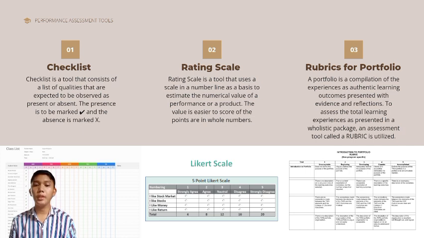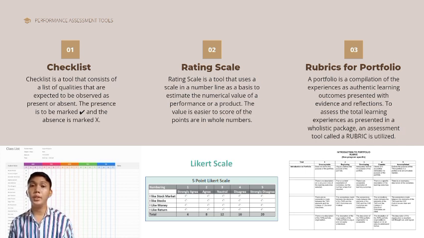Next is the rating scale. It is a tool that uses a scale in a number line as a basis to estimate the numerical value of a performance or a product. In this tool, we easily see if their answers or even their thoughts are the same. We easily count how many students answered the different choices to determine who answered correctly. Last is rubrics for portfolio.